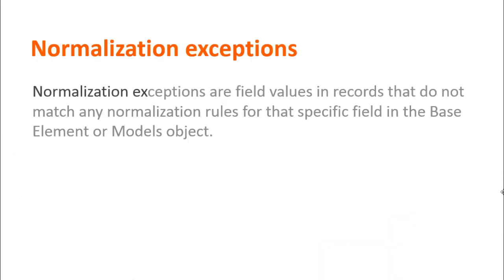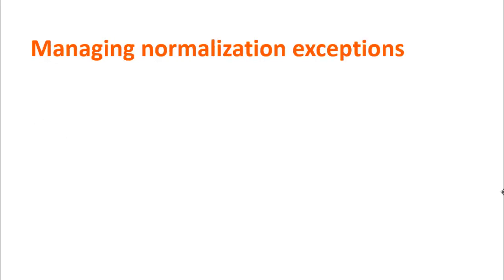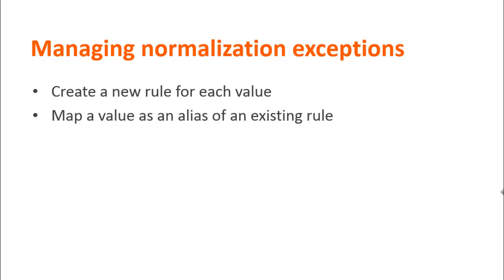Normalization exceptions are field values in records that do not match any normalization rules for that specific field in the base element or model's object. For a specific field in an object, you can view the total number of pending records and the total number of approved records. For each exception listed in the pending list, you can create a new rule for each value, map a value as an alias of an existing rule, ignore a value, or even delete a value.